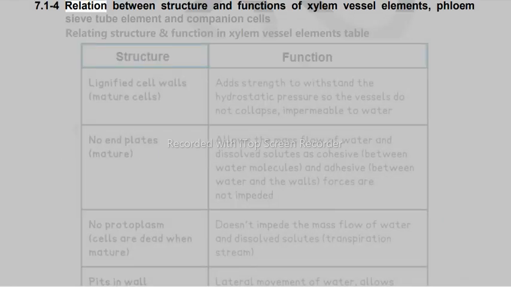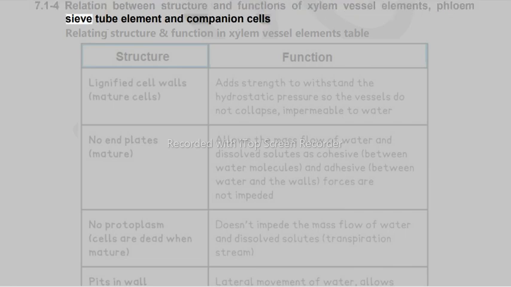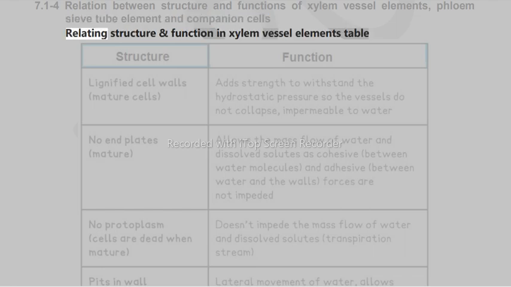7.1 to 4 Relation between structure and functions of xylem vessel elements, phloem sieve tube elements and companion cells. Relating structure and function in xylem vessel elements table.